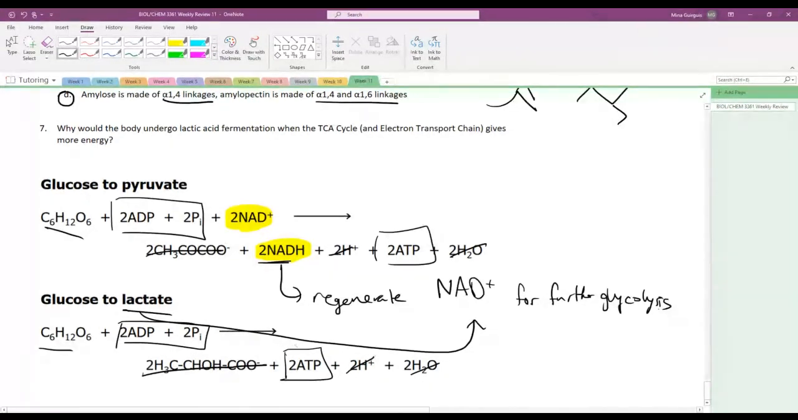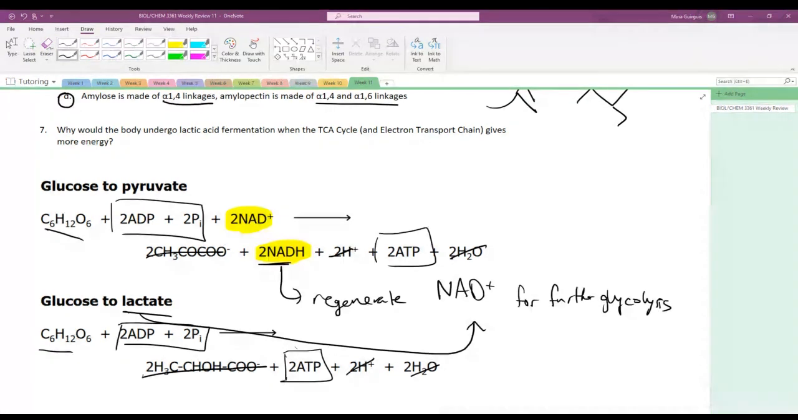On the other hand, the other reason is this is fast. The electron transport chain is very slow. If I'm working out, if I need the energy right now because I'm running a race or something, I need the energy. TCA isn't going to help us very much. Electron transport chain isn't going to help us very much because they're slow. So lactic acid fermentation happens very quickly, and I can just very rapidly react into the next. Regenerate my NAD+, do further glucose a lot quicker.